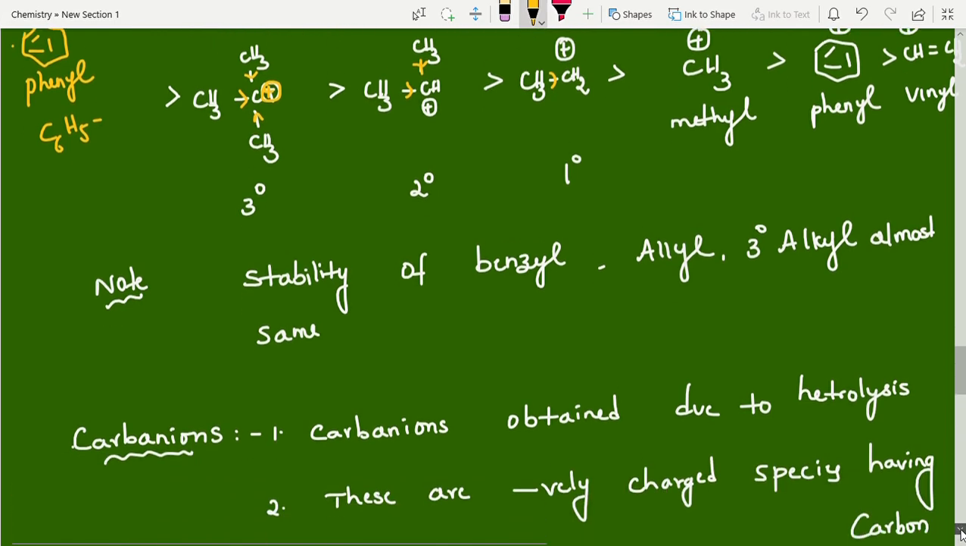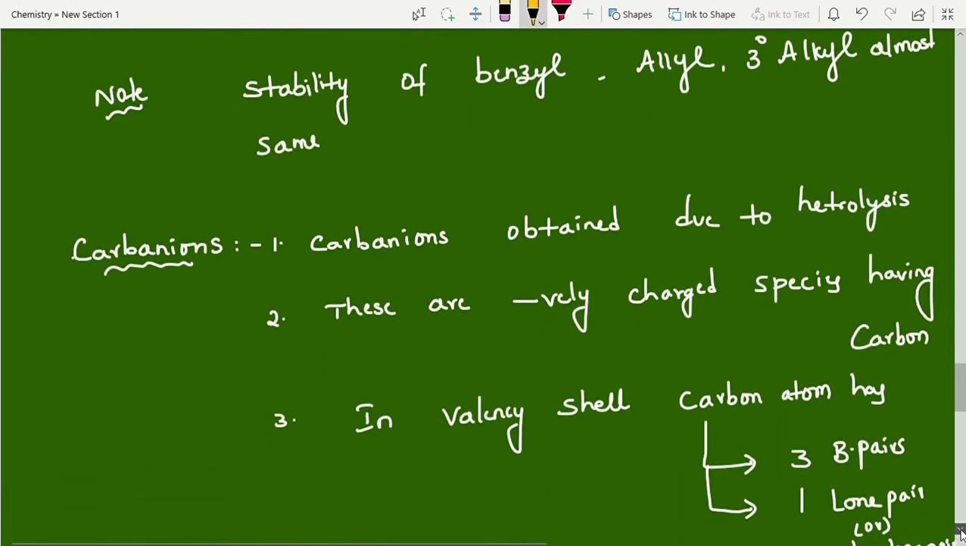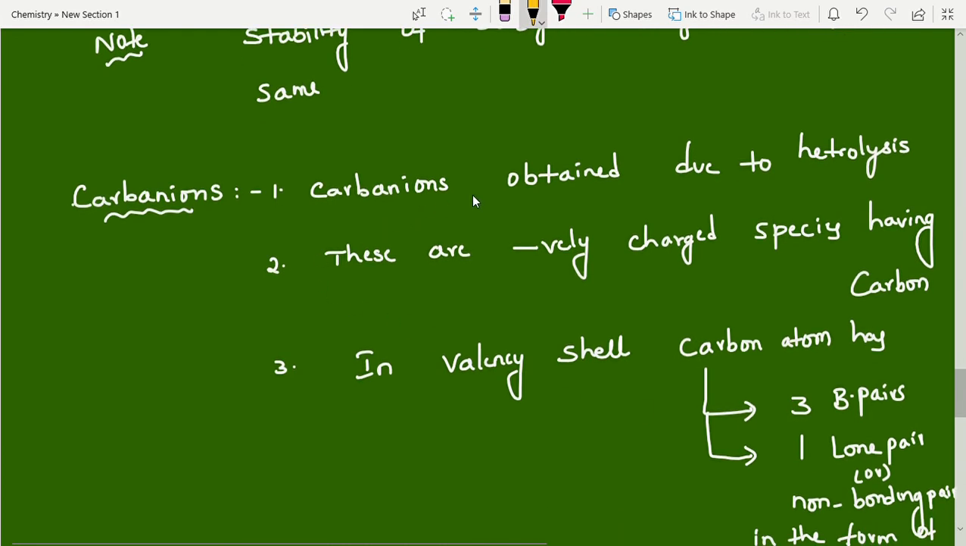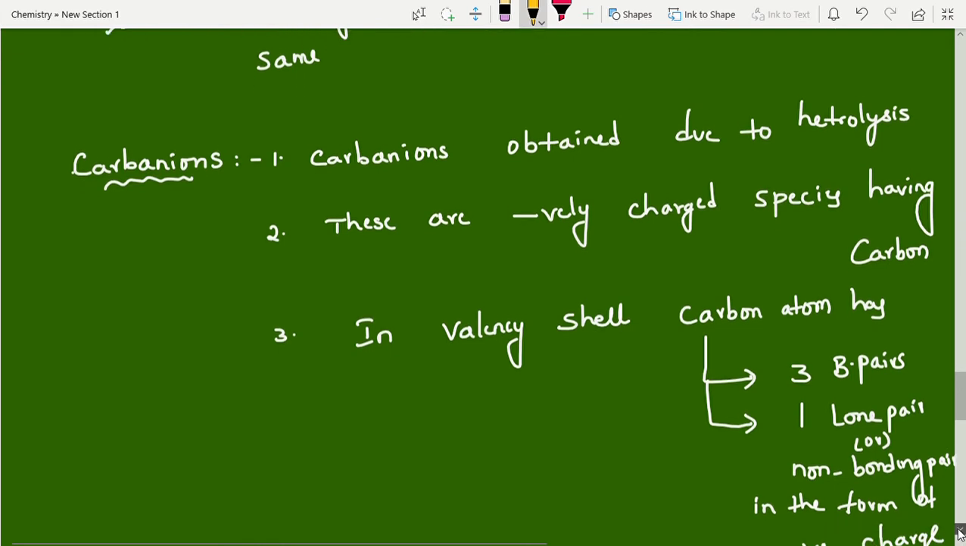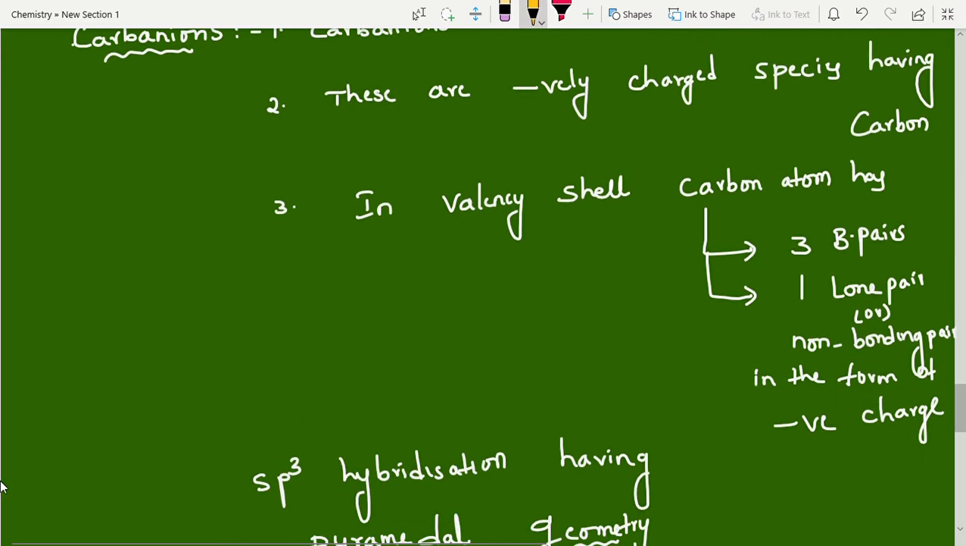Now next, the last reaction intermediate, that is carbanion. How does carbanion come, students? Carbanion is obtained due to heterolysis. These are negatively charged species having carbon. In the valence shell, how many electrons, students? It has 3 bond pairs and one lone pair. Why? Because he gained an electron. See, I'll show you this point.